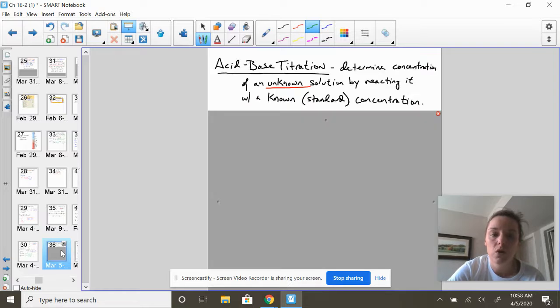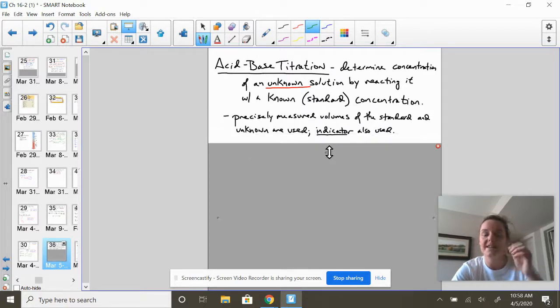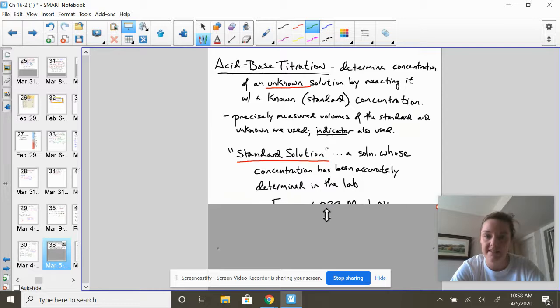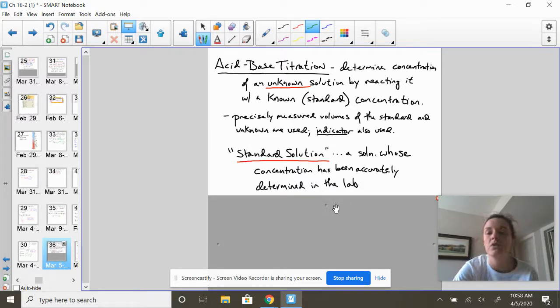Okay, so we're going to use neutralization reactions in acid-base titrations. The point of these acid-base titrations is to determine the concentration of an unknown solution by reacting it with a known or standard concentration. We're going to take precisely measured volumes of the standard and unknown, and determine the concentration of that unknown using those standards. We also need to use an indicator here. That standard solution is a solution whose concentration has been accurately determined in the lab already.